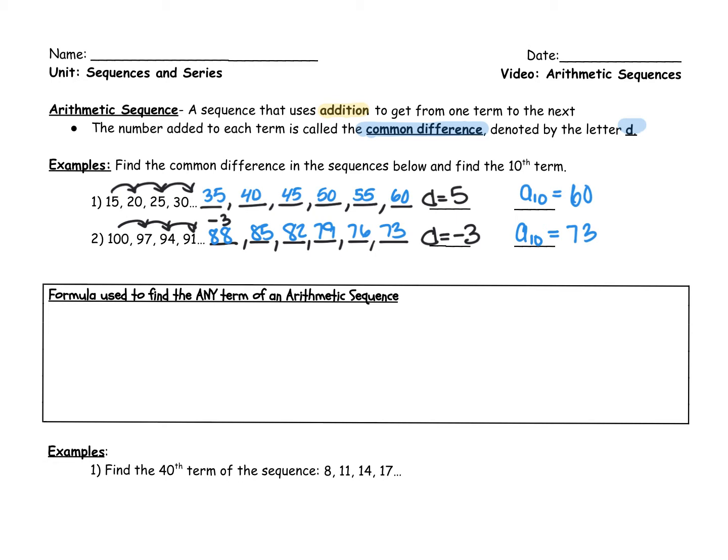So there's got to be an easier way than counting, right? Because what if I said I wanted you to find the 100th term? You'd be here forever just making lines until you got to the 100th term. So there's actually a formula that we can use to find any term of an arithmetic sequence. And that formula is a sub n equals a sub 1 plus n minus 1 times d.